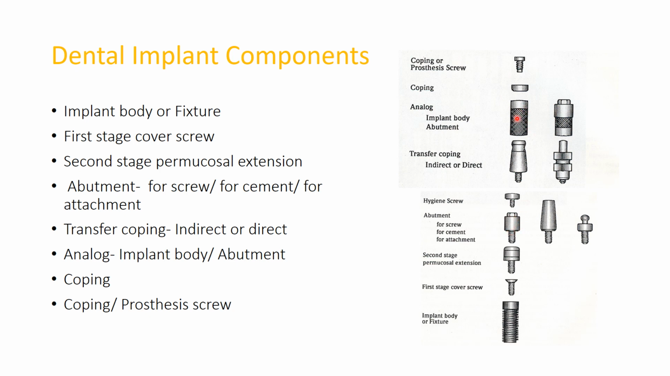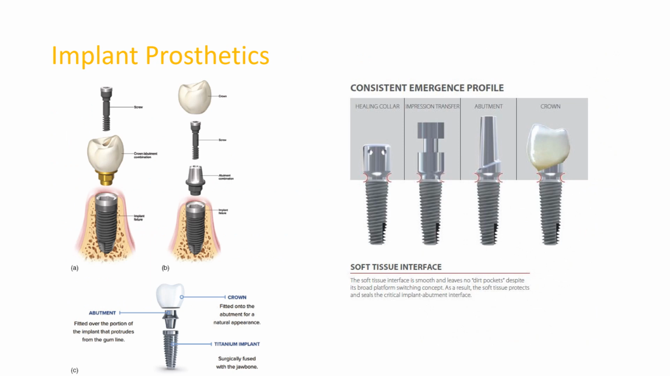This is an implant analog, which is attached to the impression transfer once the impression is taken and the cast is poured. Here we see a bone level root form endosseous implant, and this is a crown. This is a screw retained crown, which is placed using an abutment screw directly anchored inside the implant body. The implant may have a connection type which may be an internal hex or an external hex. Nowadays almost all the implant manufacturers make implants with an internal hexagonal connection.